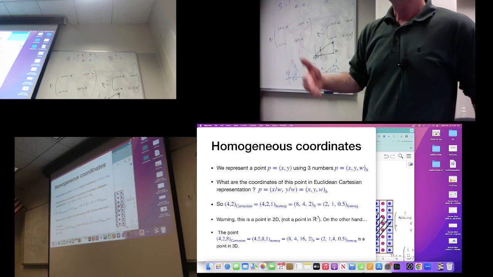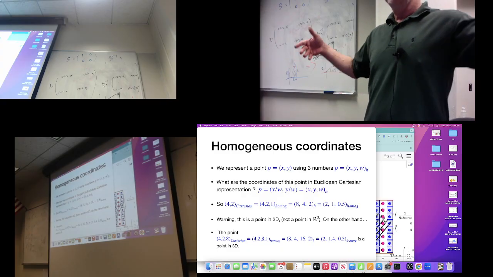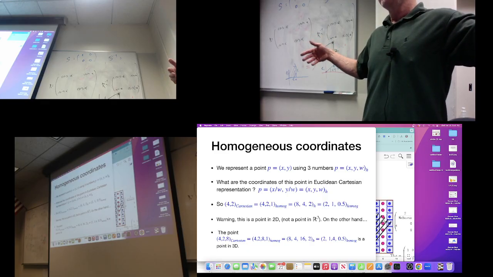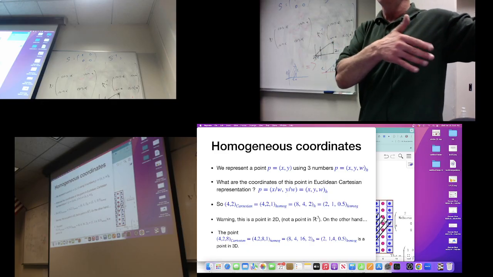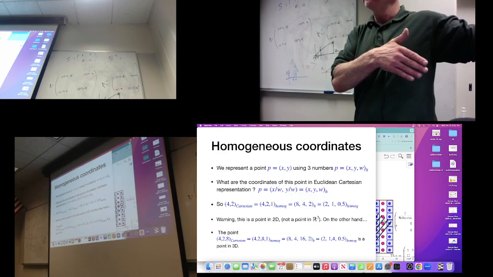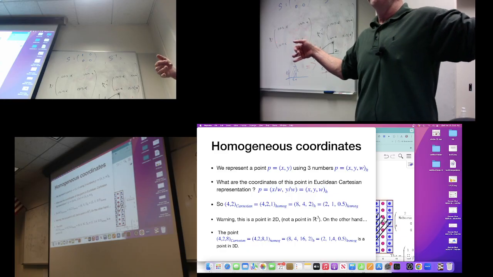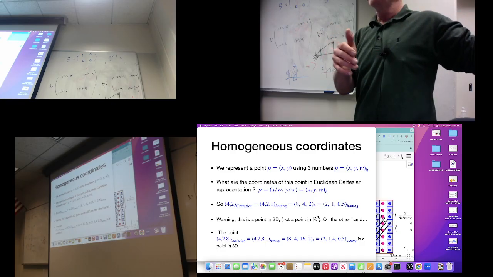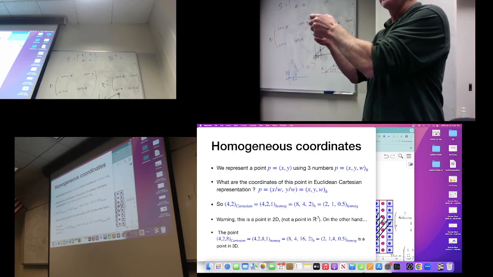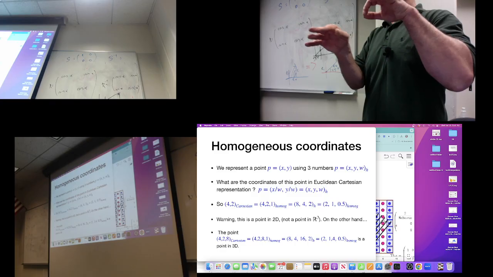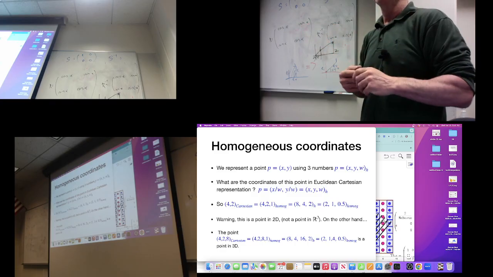Okay, but at least as an agreement, when you see 3 numbers in Cartesian coordinates, you know how to express them as a point in 2 dimensions. If you see four numbers and I tell you that it's Cartesian coordinates, you understand how to express it in 3D. Always take the last one, and that's the denominator of the other numbers.